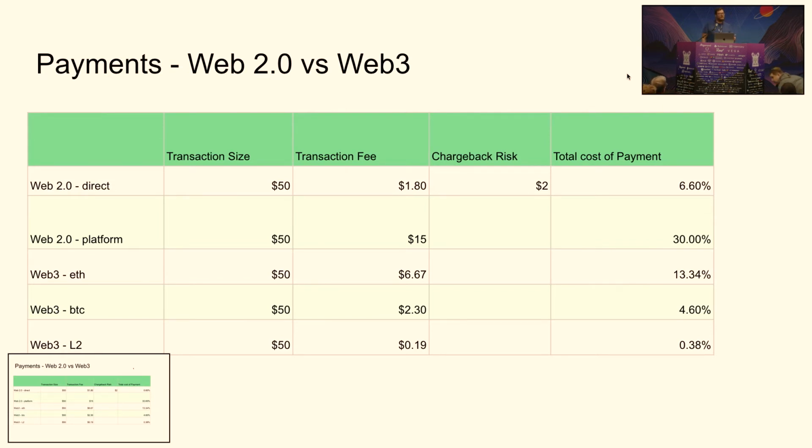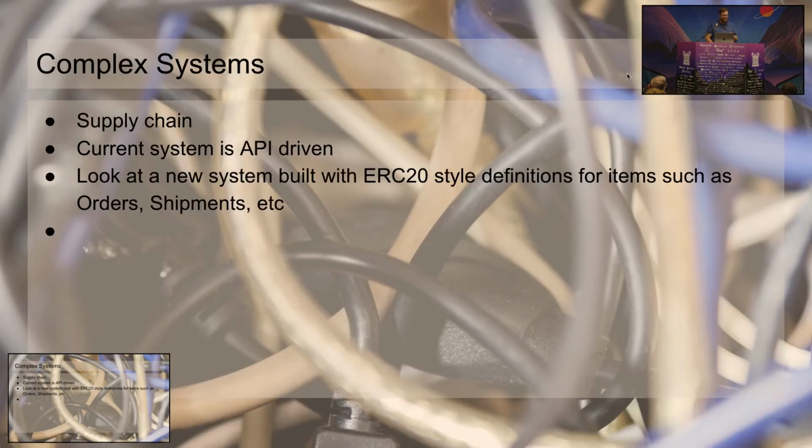And I think that's really what's going to emerge, a very fast level 2 payment layer, probably, that handles all the transactions for just pennies, and they're final and they're settled. So very exciting front there. And then finally are the complex systems.